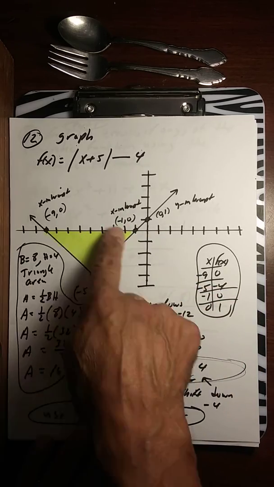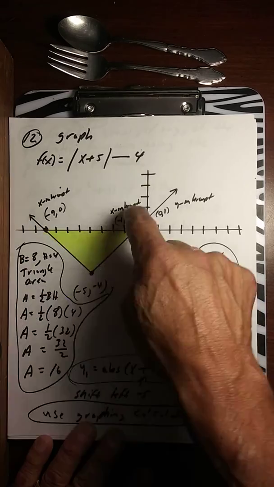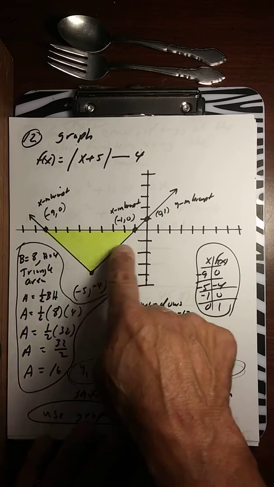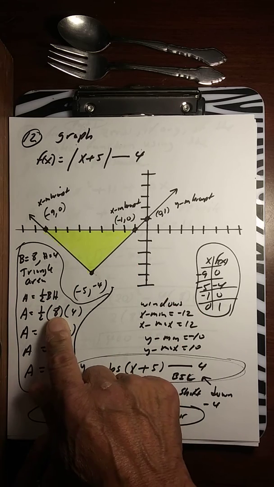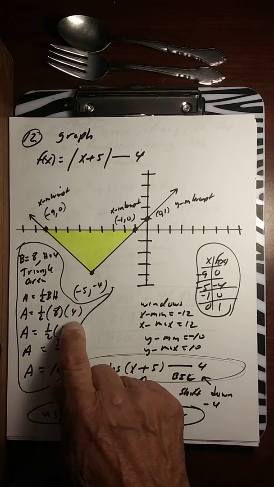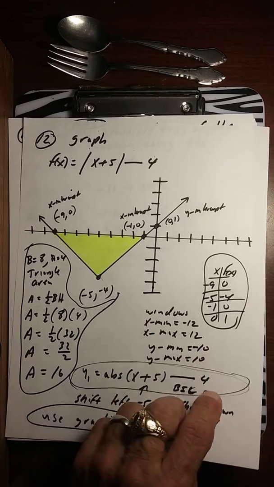So the area of this bounded area, and there's some points for the graph. But how do you find the area of this? Well, every triangle is going to have base and height. The base is 8, height 4. 8 times 4 is 32. 32 over 2 is 16. The area is 16.